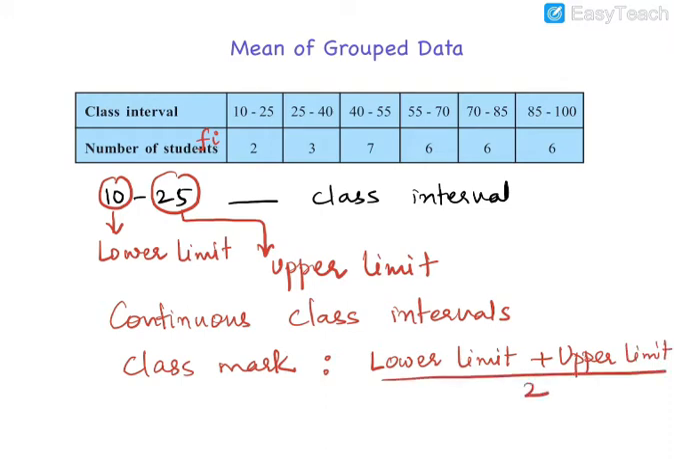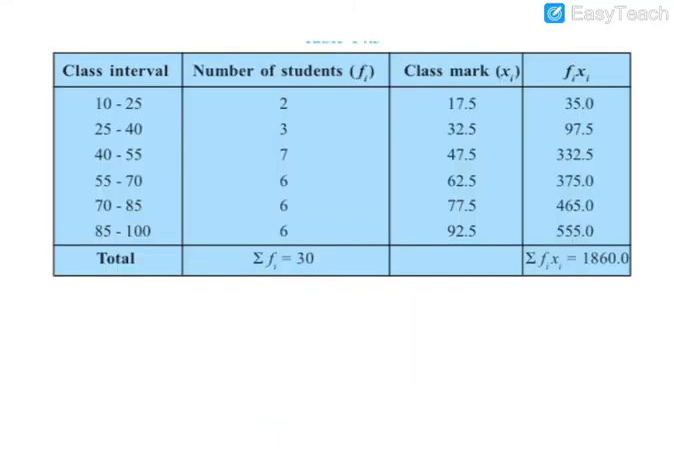So for the first class interval, the class mark will be 10 plus 25 divided by 2, which will be 17.5. Similarly, for the second class interval, 25 plus 40 divided by 2 will give us 32.5. And so on, we can find the class mark for each class interval. We represent the class mark with xi. So now the same table can be written in this way.